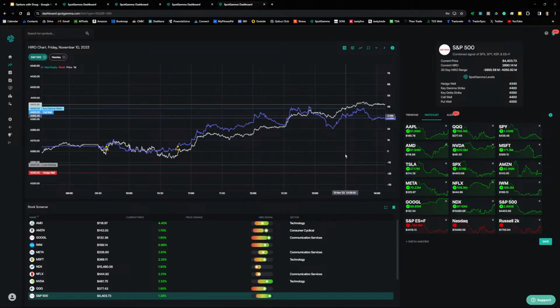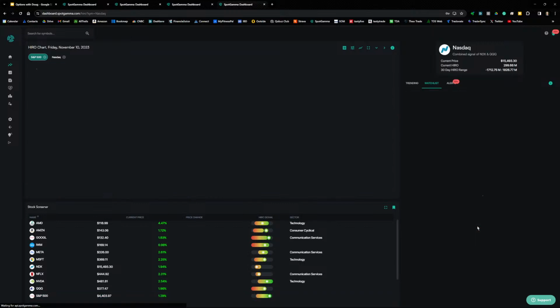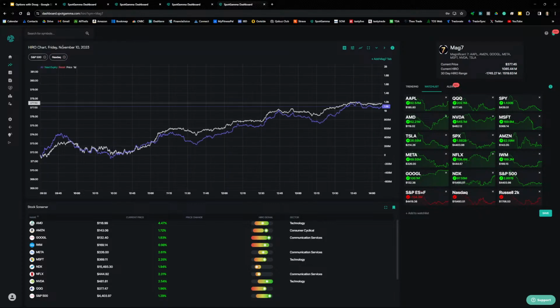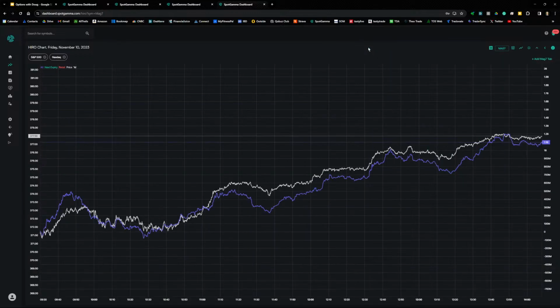All right, so that is the S&P 500. Sorry, I forgot to mention that before. I'm looking at the combined signal. Also Nasdaq, that's a combined signal for NDX and QQQ. And let's go back to the Magnificent 7 now. And again, this is a combined signal for those stocks known as the Magnificent 7. This is a very good signal, very strong indicator of price.